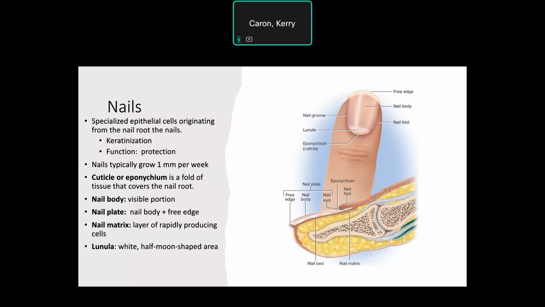The nail matrix is just beneath the cuticle, okay? And that's a layer, that's where the nail grows from. It's rapidly producing cells. The half moon shaped white area of your nail is called the lunula, okay?